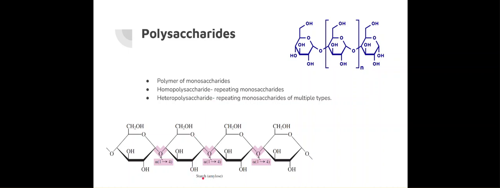This is an example of starch. Starch is also referred to as amylose. And what you see here is a homopolysaccharide because these are all the same. And you've got this chain made with these alpha 1,4 linkages between each monosaccharide. And this can go on and on and on and form very long chains of sugars. This is starch.